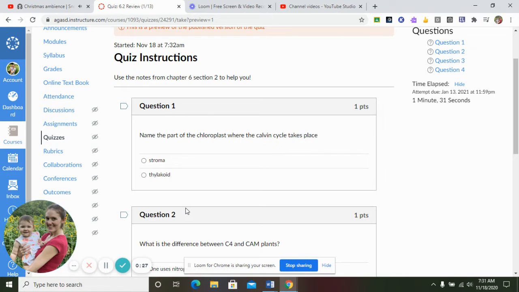The Calvin cycle is known as the dark reactions. So the dark reactions are going to take place within the stroma. The light reactions take place in the thylakoid.